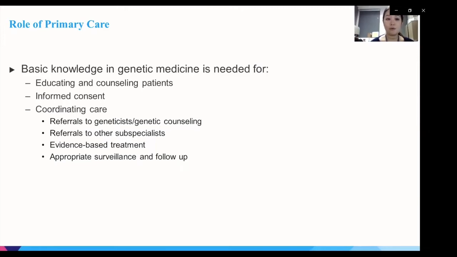And also it's important for informed consent. I'll be talking about this in more detail later, but before any genetic testing is done, we always consent the patient, and so it's important that the patient knows the benefits and also the limitations of genetic testing. And then finally, going back to the precision medicine point, having a diagnosis for your patient allows you to provide evidence-based treatment and institute appropriate surveillance and follow-up. And if needed, refer to a genetic specialist if they need further workup or to other subspecialists.